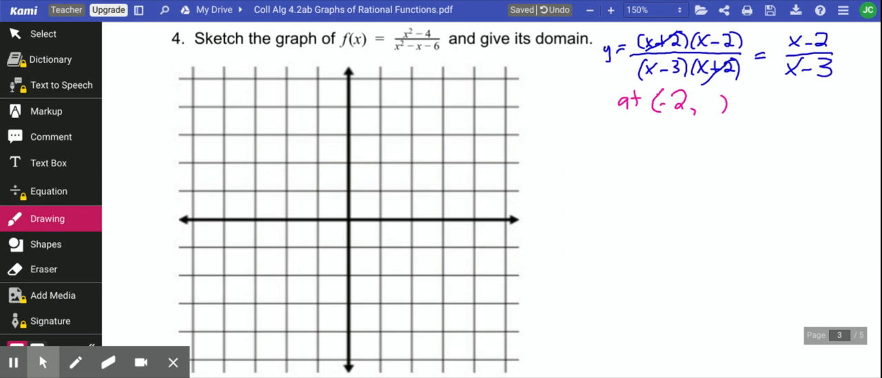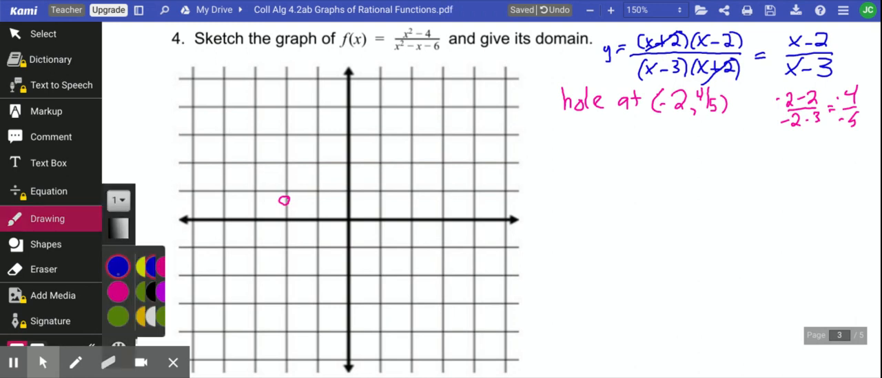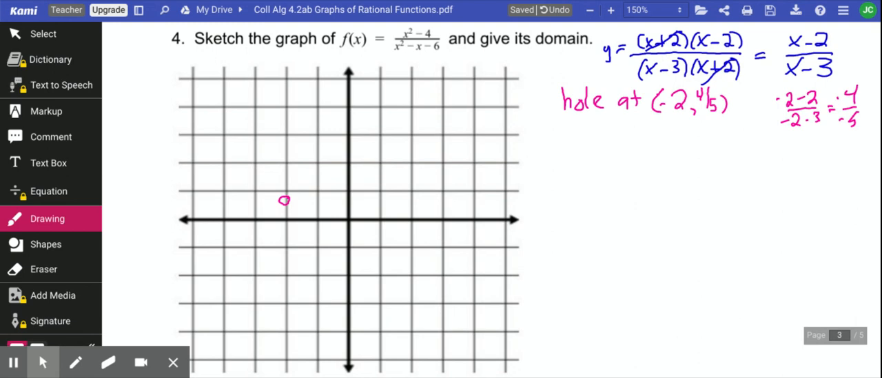So anytime that you have this where it cancels out, that means you have a hole in the graph. So just one little spot where it's undefined. And to find the y value, just come over here to the simplified version, plug in negative 2, and we'll find out where that hole is. It's at negative 4 over negative 5, so at 4/5. So at negative 2, 4/5, we have a hole in the graph. Okay, now that we found that out, let's go on with the rest of it.